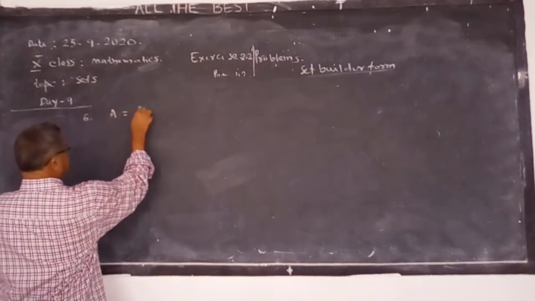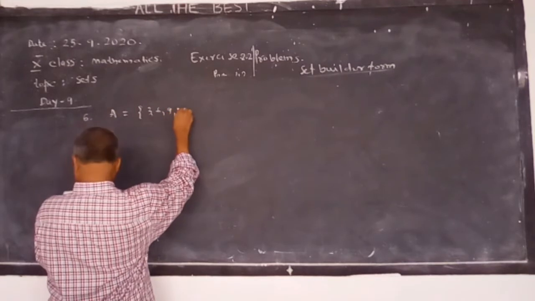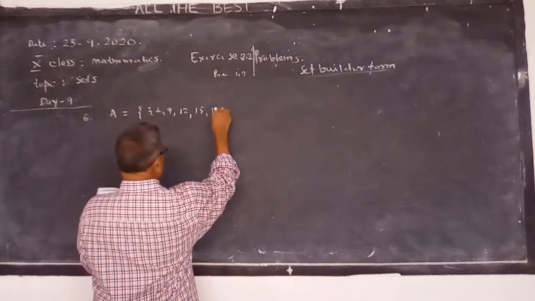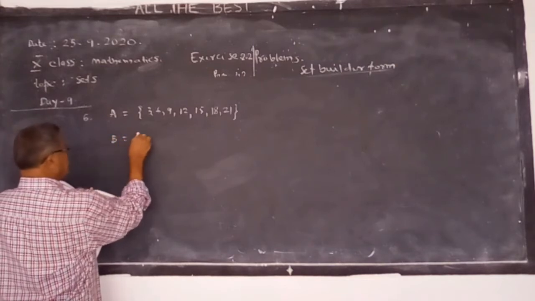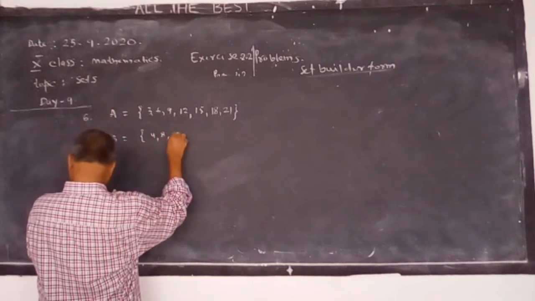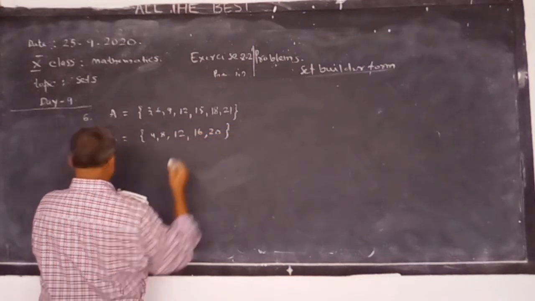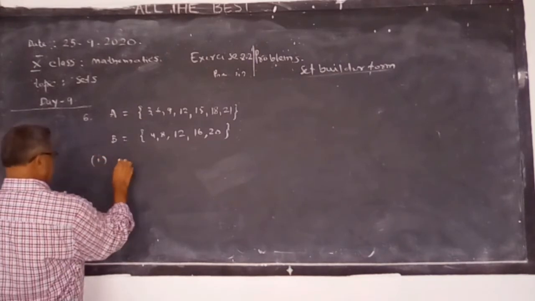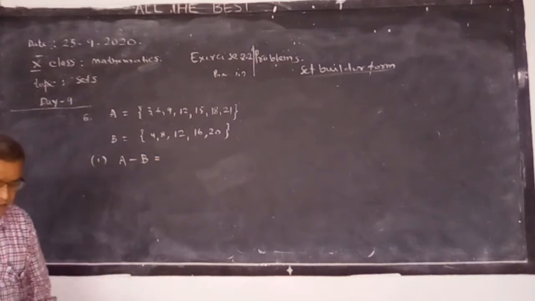Set A is given: 3, 6, 9, 12, 15, 18, 21. Set B: 4, 8, 12, 16, 20. And C and D are also given. So first I will show one example. A minus B, first question. And 10 problems are given, but the method is the same, subtraction.